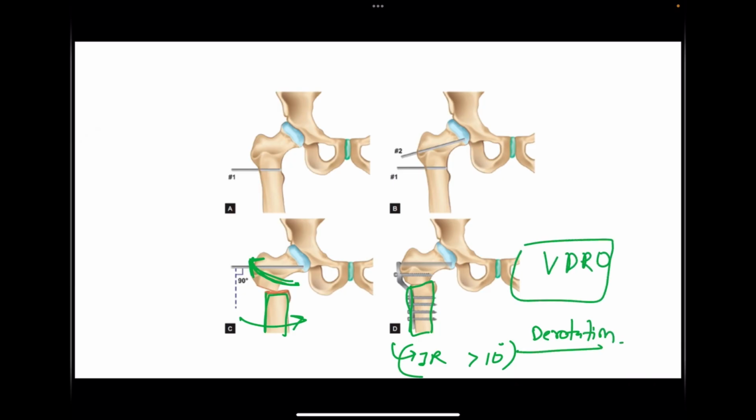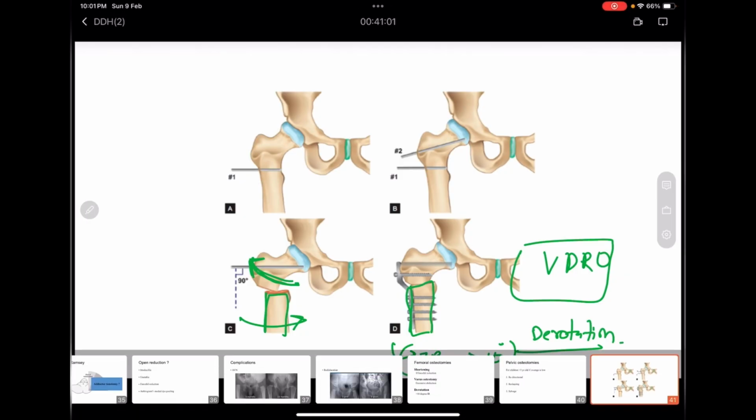So this is all that we have discussed about this entity, that is developmental dysplasia of hip. I hope that you find it helpful. Thank you.